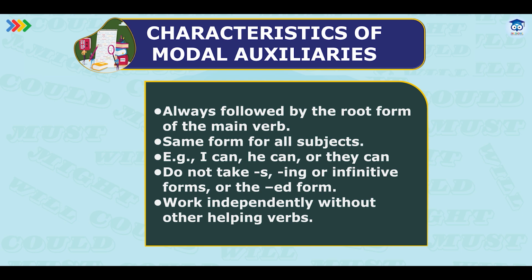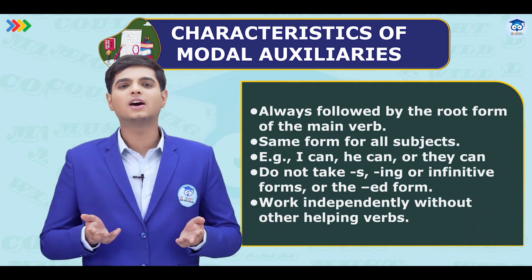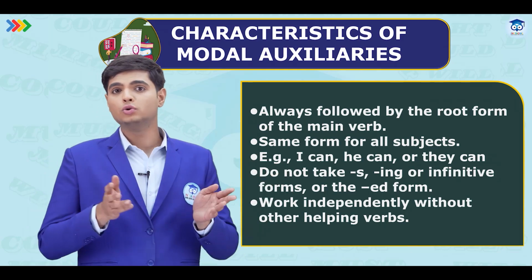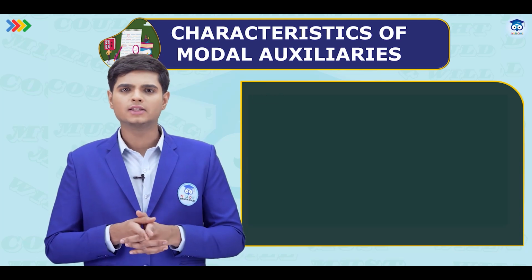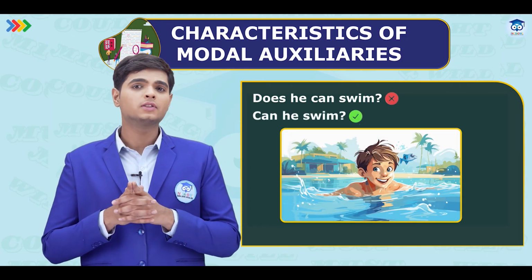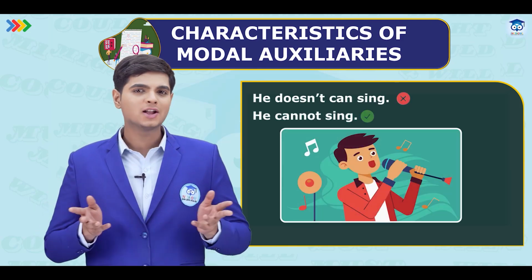And one last point to remember, modals work independently without other helping verbs. They are helping verbs themselves, so they don't need another one next to them. You won't see is must or does should. That's incorrect. Another point to note, modals do not use the auxiliary do or does while framing questions or negatives. You don't say, does he can swim? You simply say, can he swim? And for negatives, it's not he doesn't can sing. It's he cannot sing. Much simpler, right?